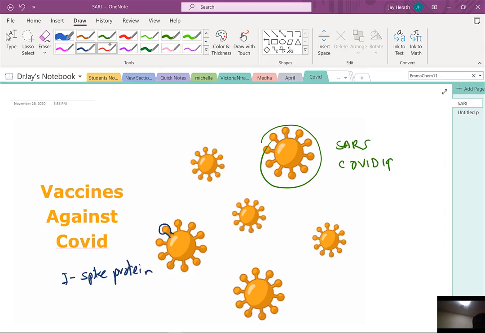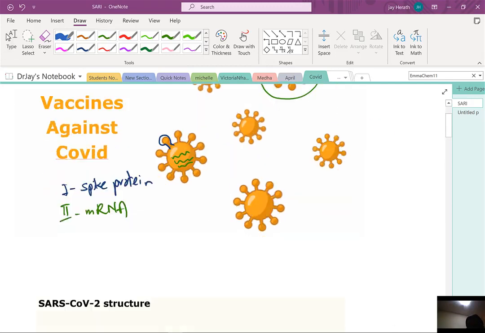The other thing is that they have a genome and they have mRNA. So the number two target would be mRNA. Those are the two targets. Let's see how this should work.